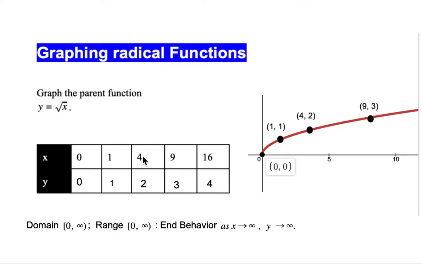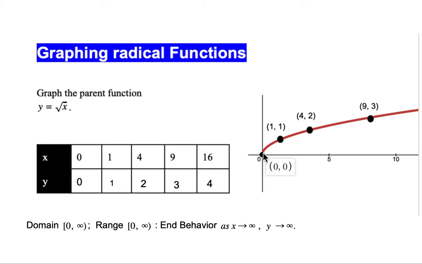Then we take another square number, 4, and plug it in under the square root, which is going to be 2. This ordered pair we graph in the Cartesian system, and it is here. Then we take 9, and the square root of 9 is 3. Those points we graph here on the plane, and it's going to be 9 and 3.